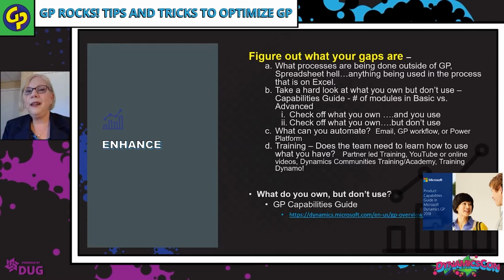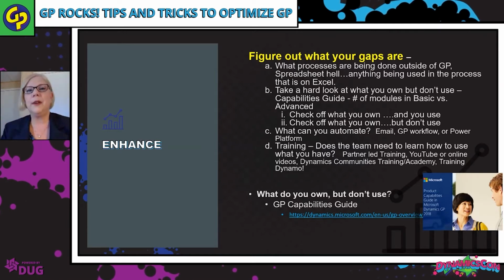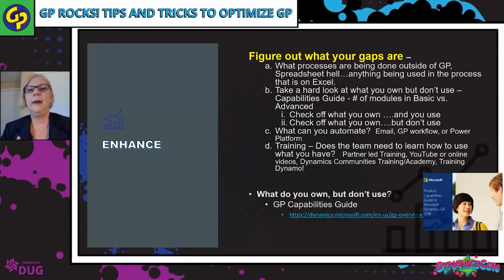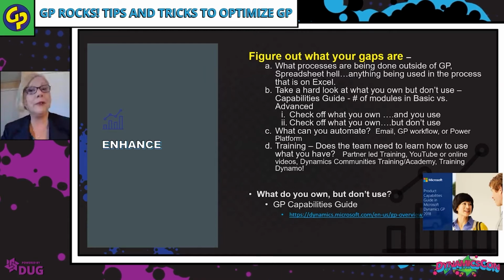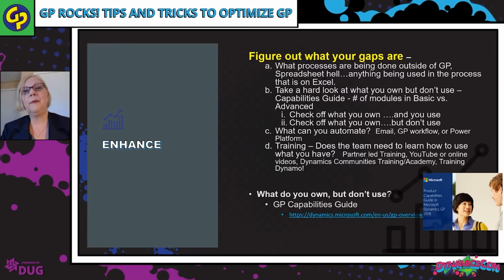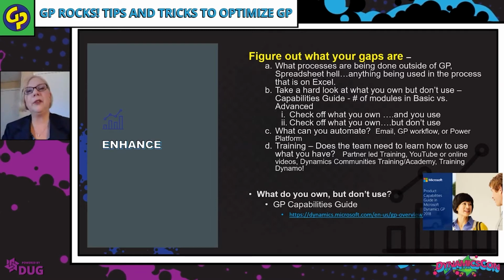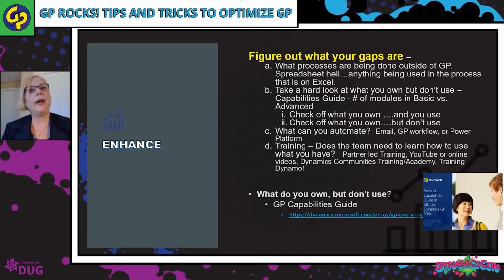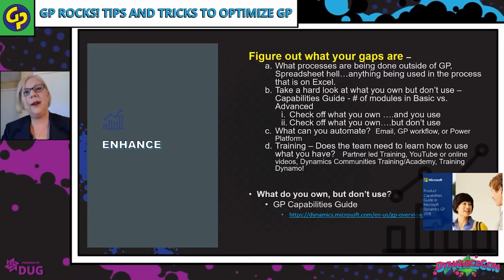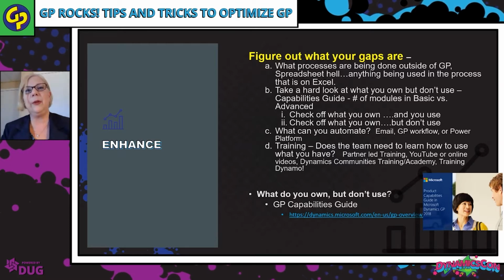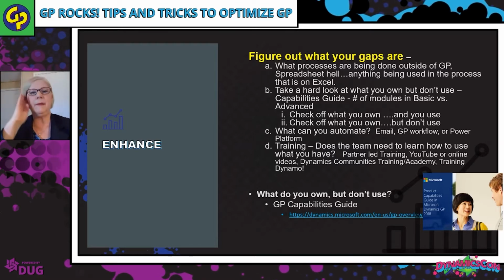And then what else can you automate? GP, of course, works with Office 365. You can do emailing. They've added a whole lot of workflow capabilities. I know there's another session at DynamicsCon on workflow. I would encourage you to listen to that one. Or there's the Power Platform. Microsoft has not forgotten GP. They've included us in the modern Power Platform: Power Apps, Power BI. All of the Power Platform is available to Microsoft Dynamics GP.